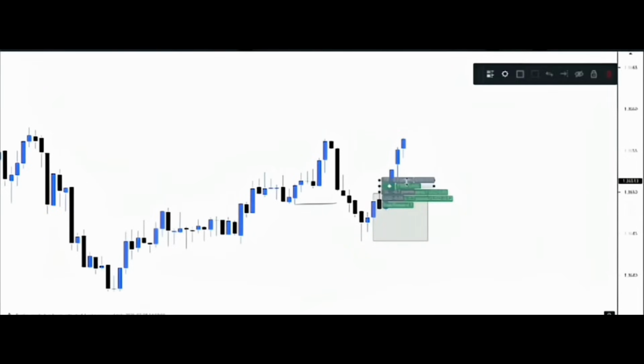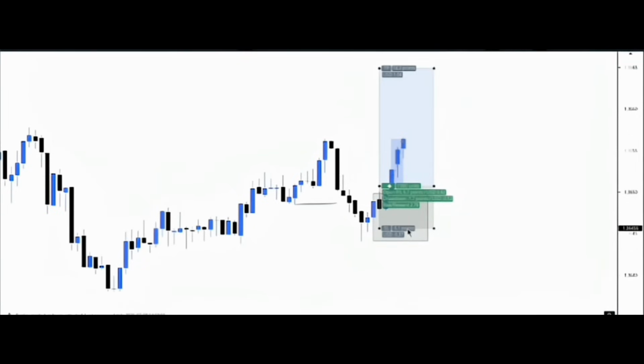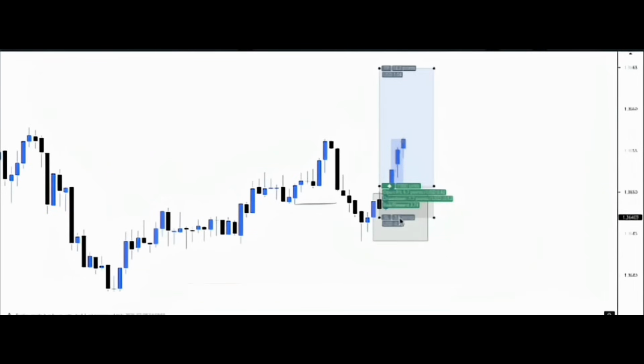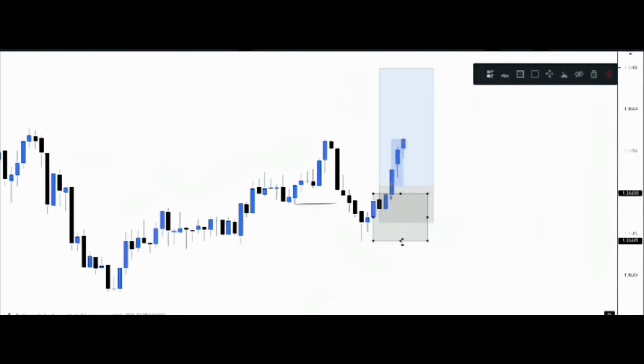You can go long from here. TP, remember, 1 to 3 minimum. Your stop loss just below this low. Now, if it's too large for you, then you can use this candle's low as your stop loss. In other words, this will become your low here. Okay? This will become your low.